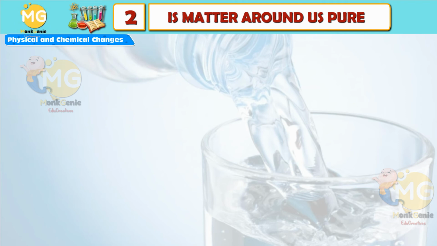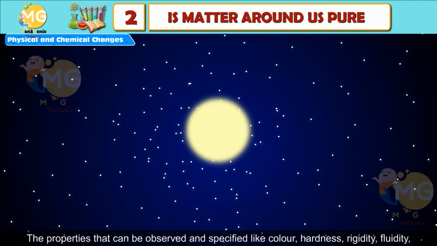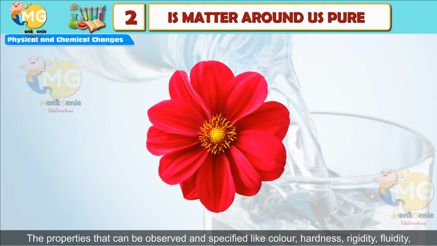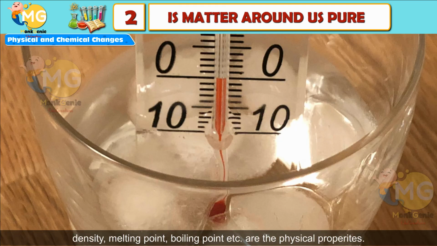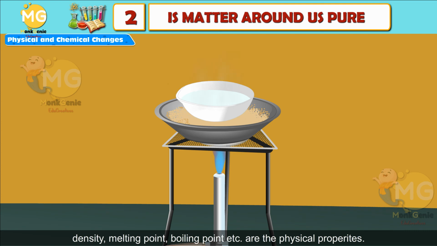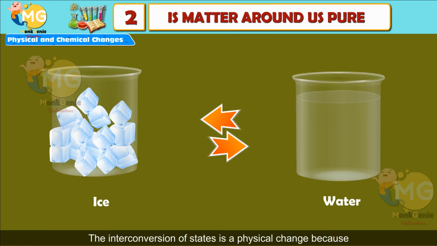Physical and chemical changes. The properties that can be observed and specified, like color, hardness, rigidity, fluidity, density, melting point, boiling point, etc., are the physical properties. The interconversion of states is a physical change because these changes occur without a change in composition and no change in the chemical nature of the substance. Although ice, water and water vapor all look different and display different physical properties, they are chemically the same.